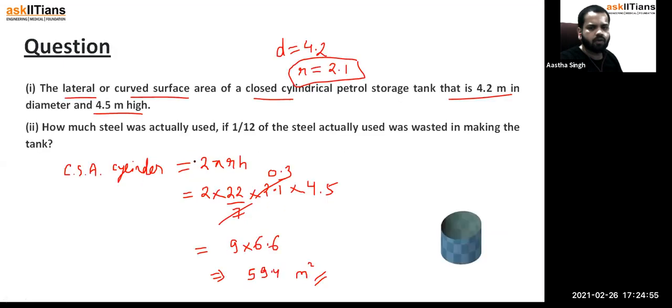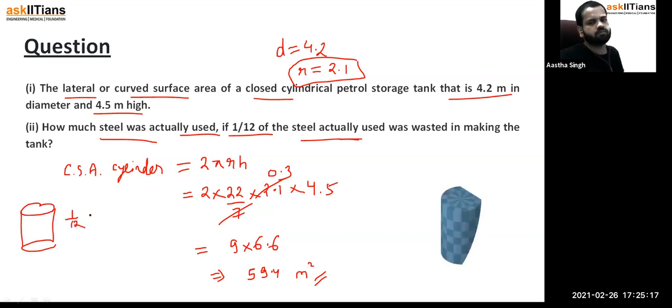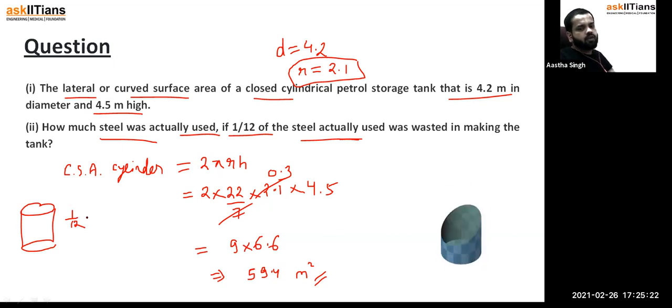Okay. So the next is, if 1/12 of the steel actually used was wasted. The question is telling you that while making a cylinder, how much steel will be used if we have wasted 1 by 12? If we have wasted 1 by 12, then how much actually will be used? So you have to calculate how much steel will be used if you have wasted 1 by 12.